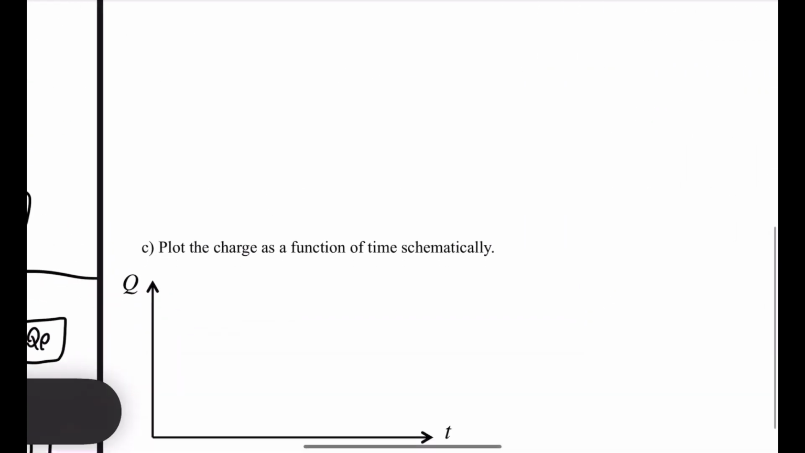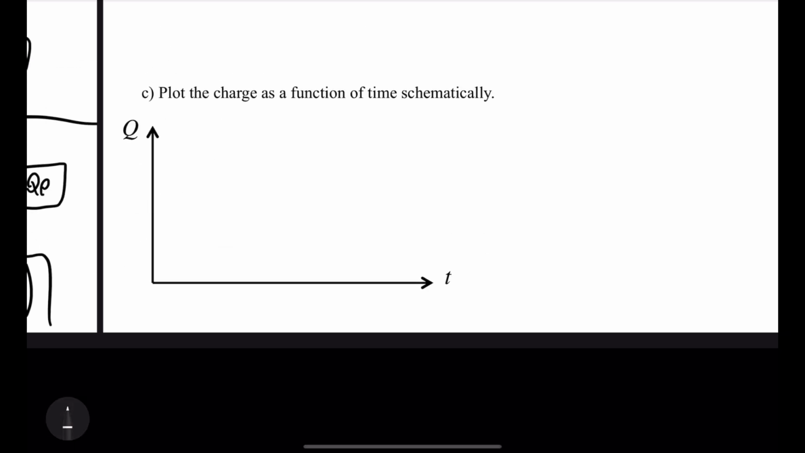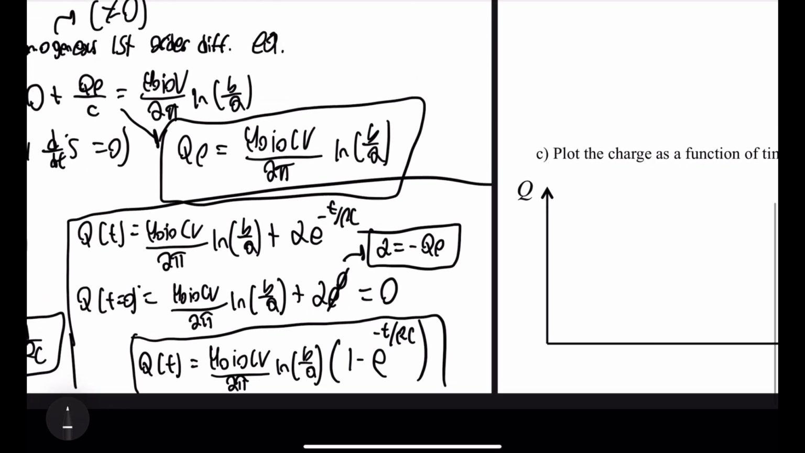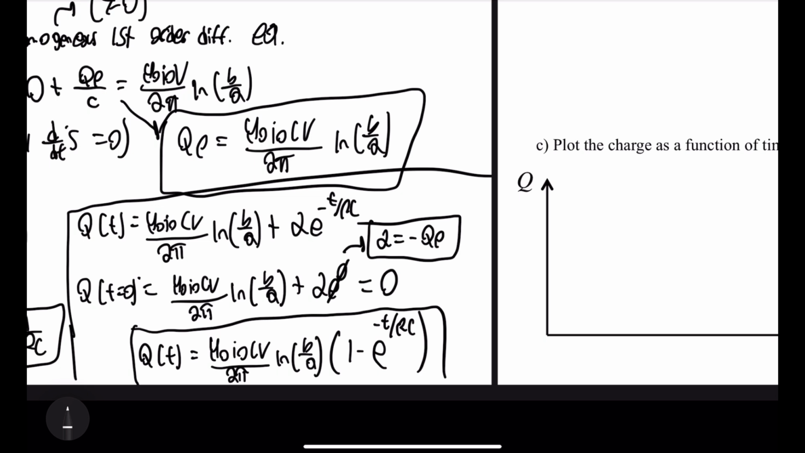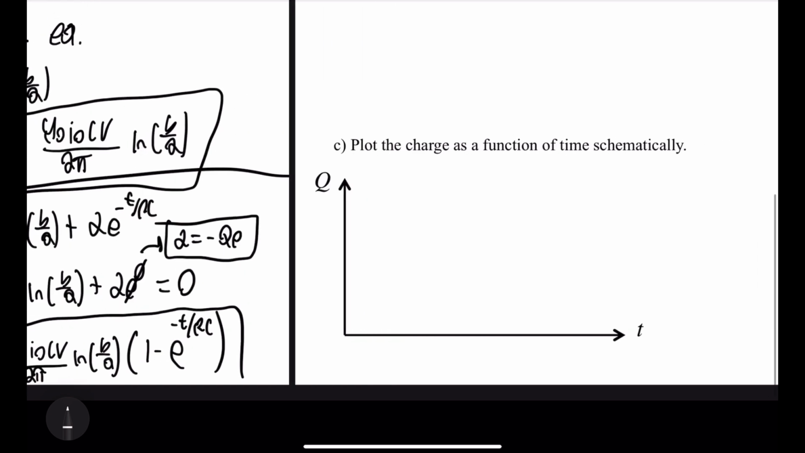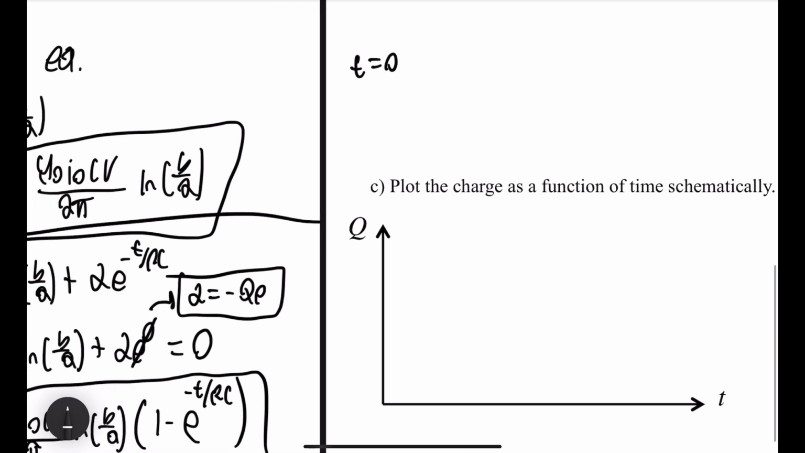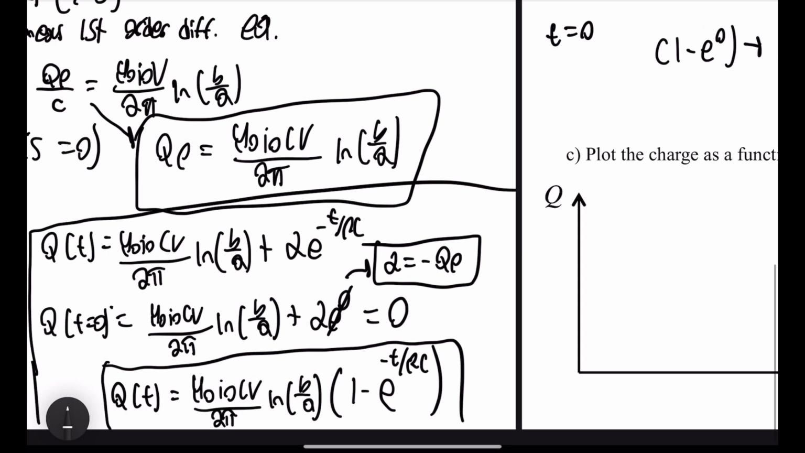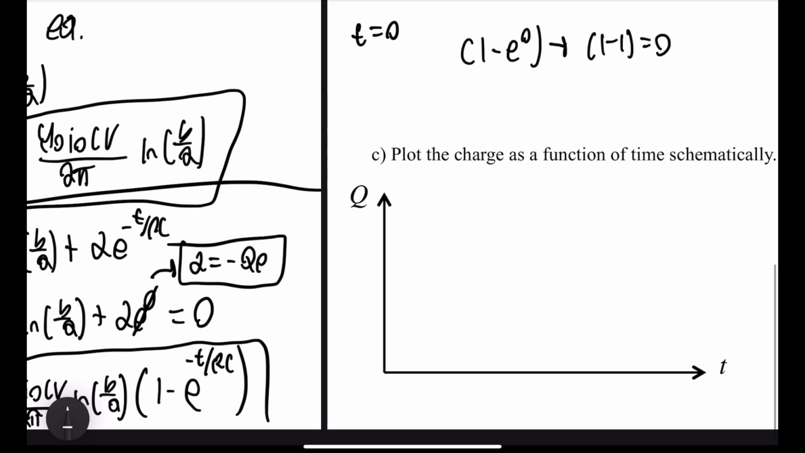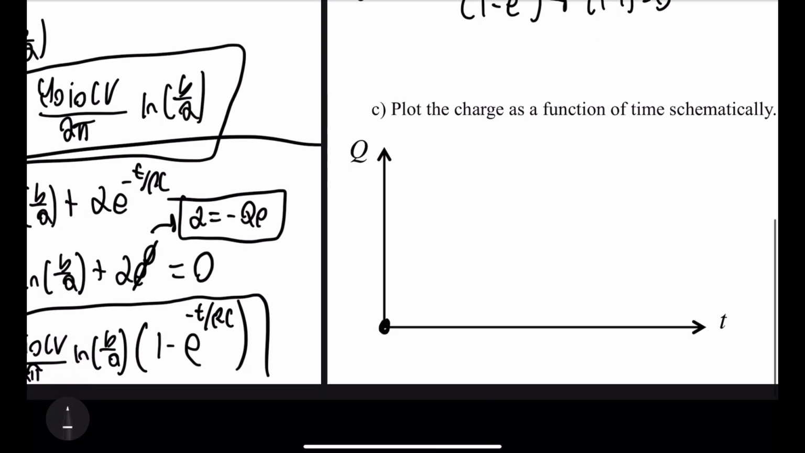Oh, and then part C, you want to plot it schematically. So if we look at the answer we got, what I recommend is the 2 points to pick to plot it are time equal to 0 and time equal to infinity. If I say t equals 0, the only thing that depends on t is the exponent, right? So I would have 1 minus e to the 0, and e to the 0 is 1, so I would have 1 minus 1. This equals 0. When I multiply anything by 0, it's 0. So at time equal to 0, I'm starting down here.